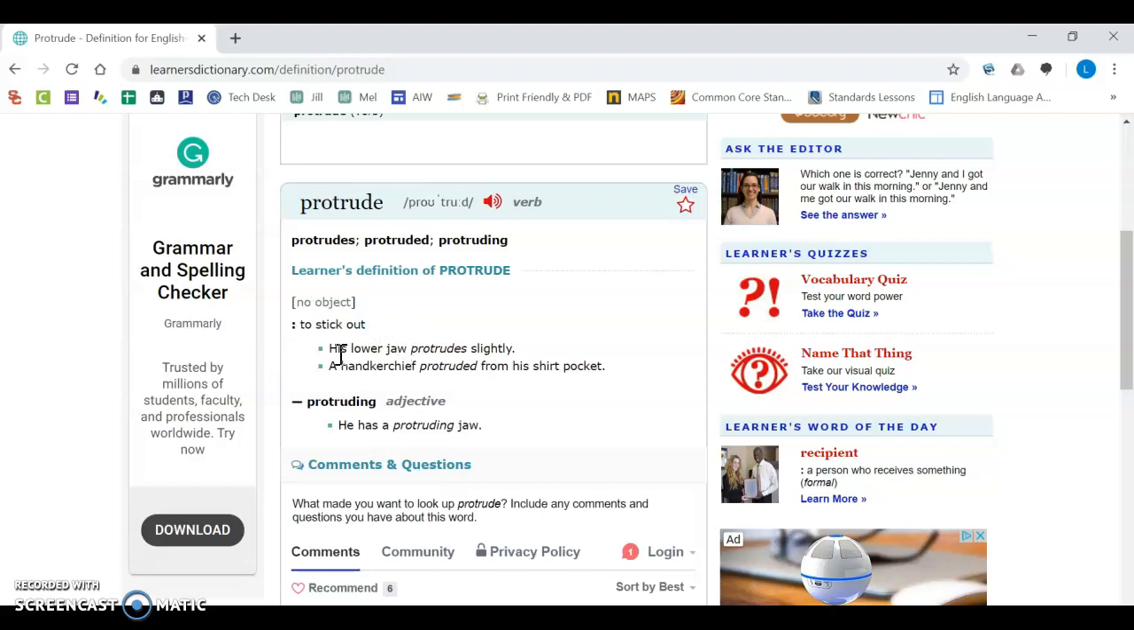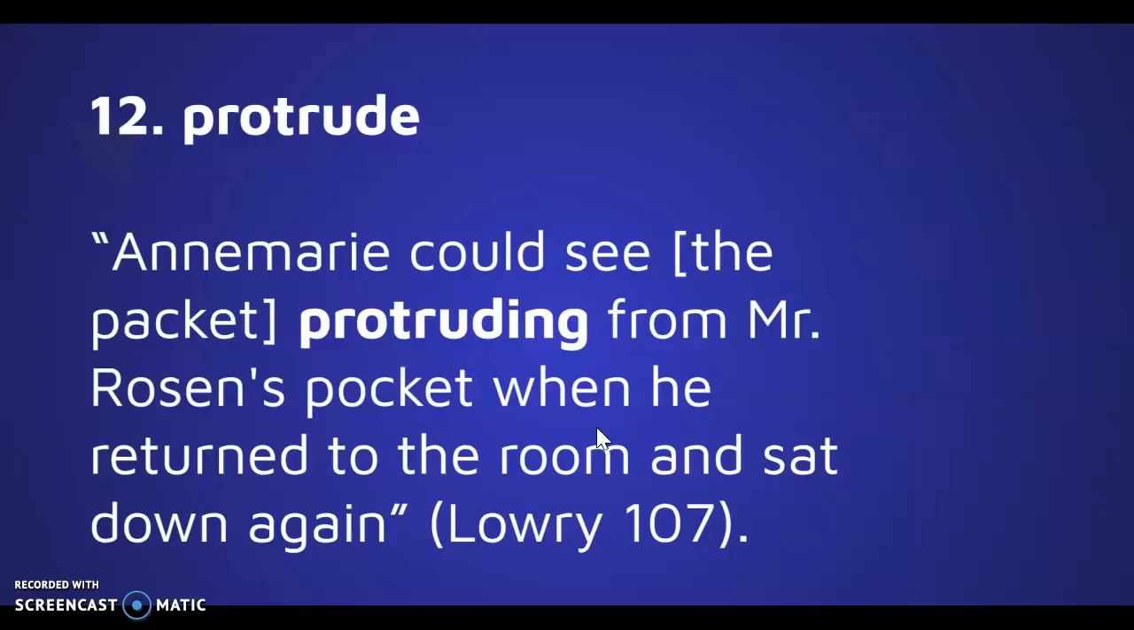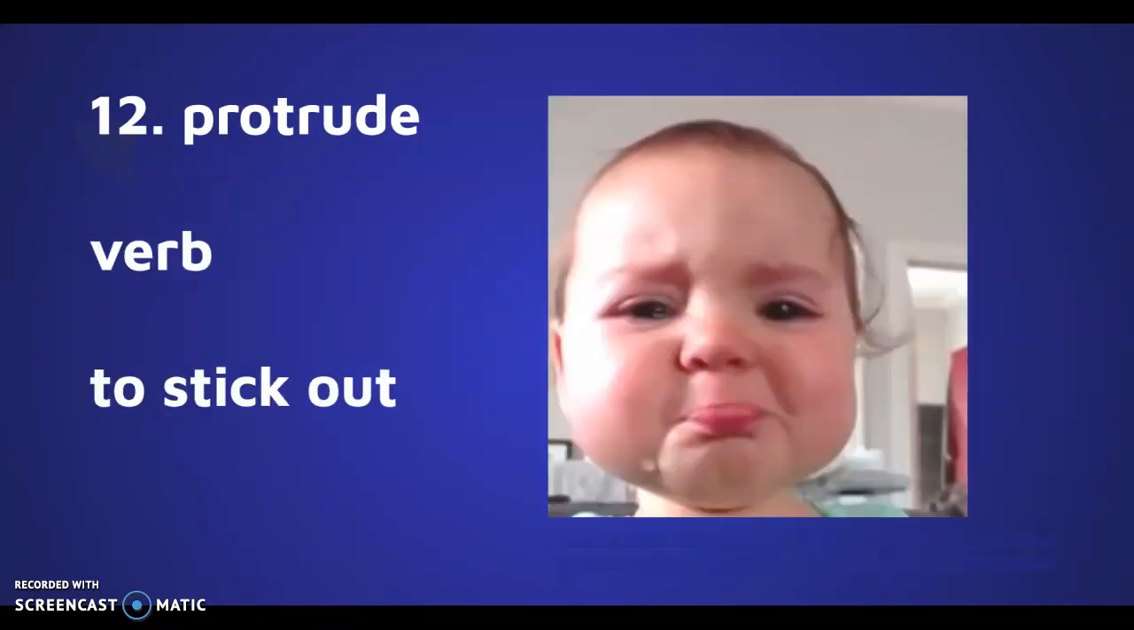To stick out. So if we look here, his lower jaw protrudes slightly. It means his lower jaw is sticking out farther than the rest of his face. Or a handkerchief protruded from his shirt pocket. It stuck out from the pocket of his shirt. So let's look at this again. The sentence. Anne-Marie could see the packet protruding from Mr. Rosen's pocket. So what do we know about the packet? It's sticking out of his pocket. It's showing a little bit. So here's a picture.